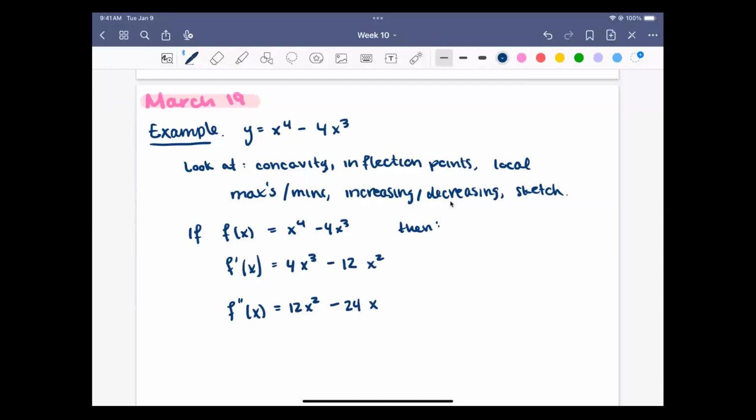And then it's going to be helpful for us to factor both of these. So let's go ahead and do that. For this one, I can pull out 4x squared, and I'm left with x minus 3. And then for this one, I can pull out 12x, and I'm left with x minus 2. Okay, so those are our first and second derivatives.